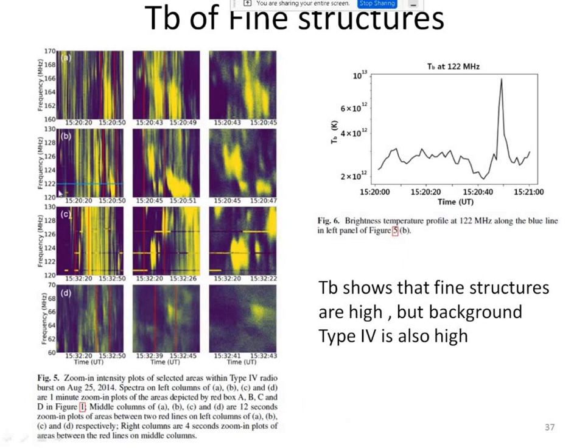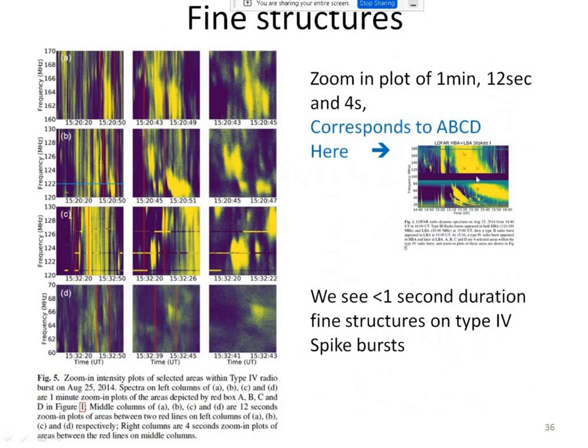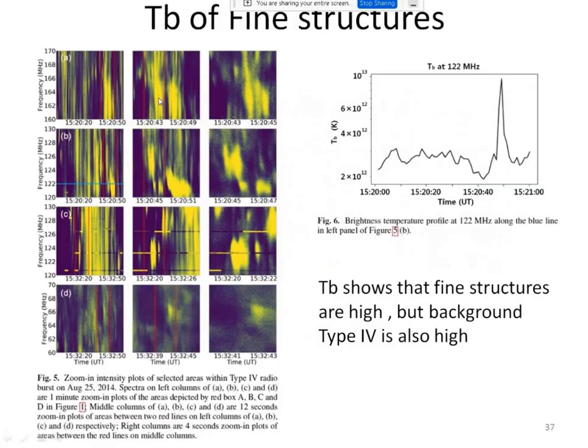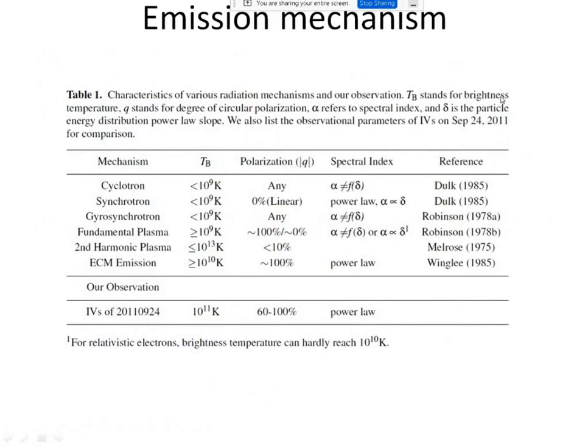But also the background type 4, because we know there are fine structures, but these are the background type 4, because A, B, C, D are actually here in the background in the type 4 radio burst. So the background type 4 is also very high, over 10 to the 12th Kelvin already. So we want to check the emission mechanism based on those physical parameters.